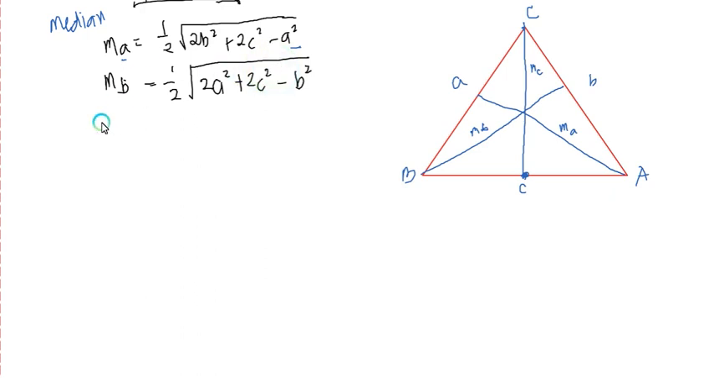Next, for example, if the median you are looking for is MC, or M sub C, expect that the one we subtract at the end is minus c squared. Therefore, the pair here is 2a squared plus 2b squared. So, that is for your median.